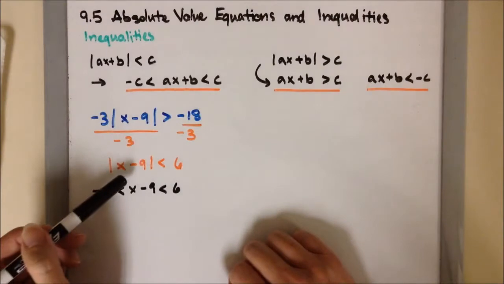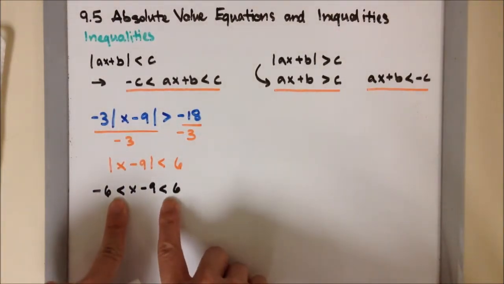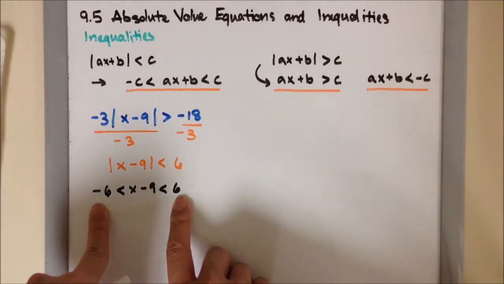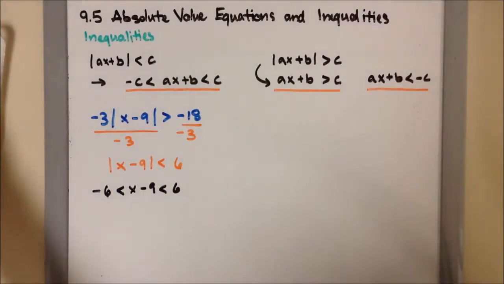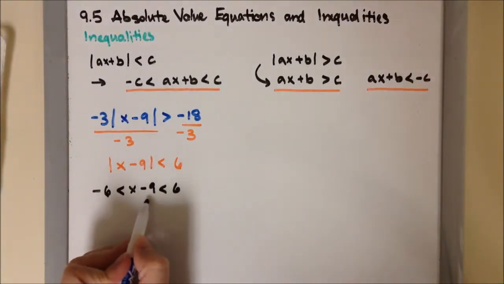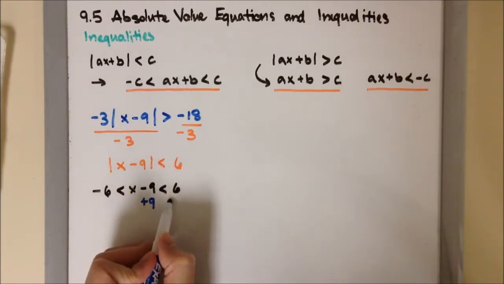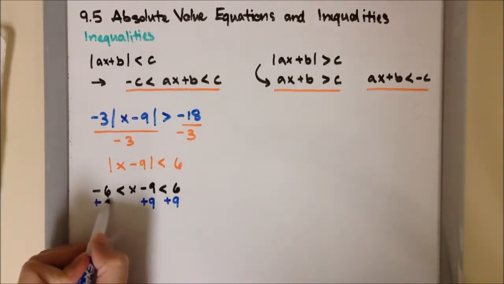So again, I wrote the inside in the middle. I have my two inequality signs facing the same direction. Here's the original c value on the right. Here's the opposite c, which is negative 6, on the left. Now, our goal is to get x by itself. So that means I need to cancel out the negative 9. I'm going to add 9 in the middle. Then I'm going to add 9 on the right side. Here I have to add 9 on the left side.